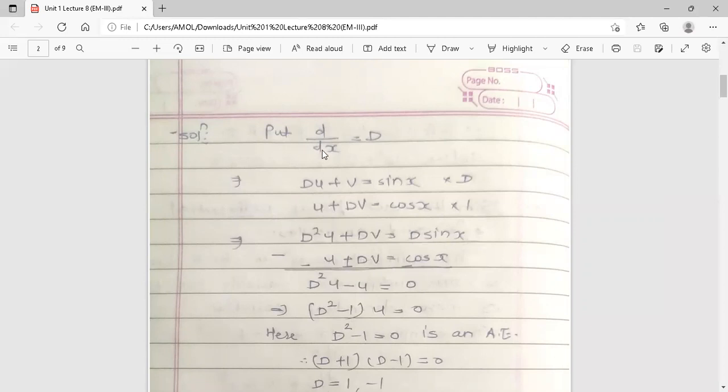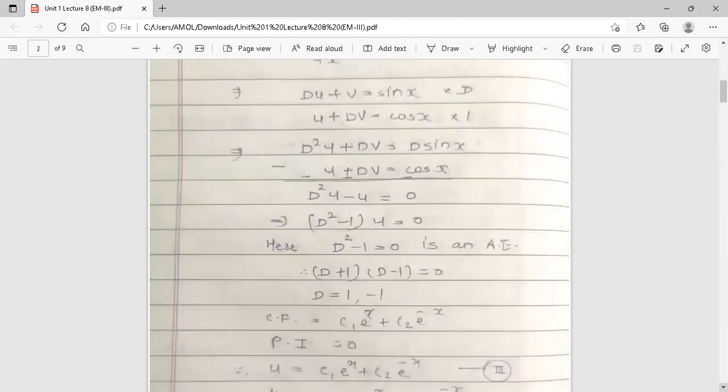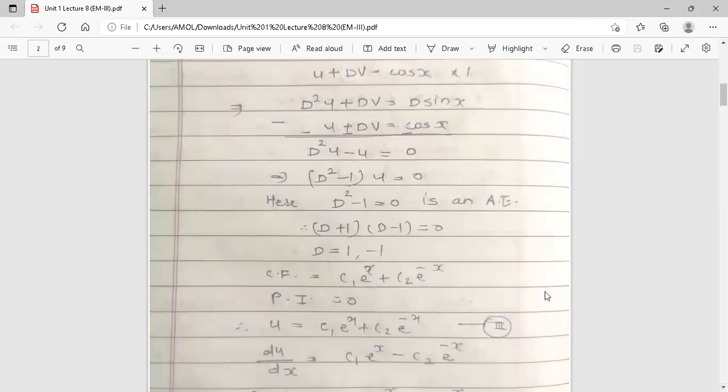You know D means d by dx, the derivative of sin x. The derivative of sin x is cos x. Cos x minus cos x is 0, so the RHS term is also 0. Now u is common, so the equation is D square minus 1 into u is equal to 0. This is nothing but an LDE. After solving the simultaneous differential equation, we reduce it to an LDE.